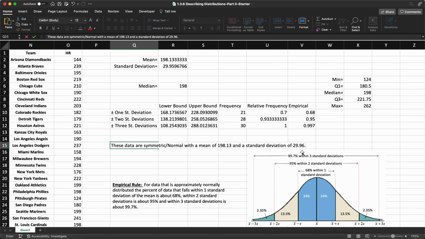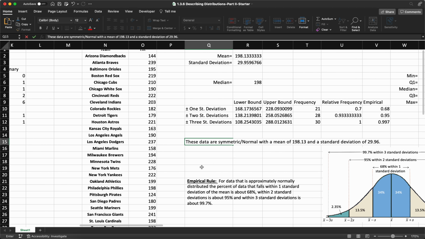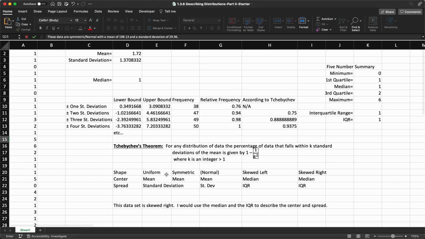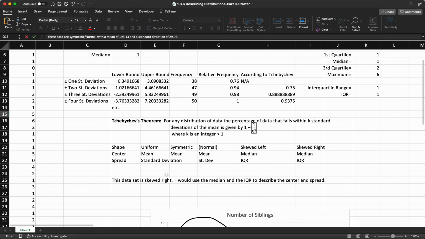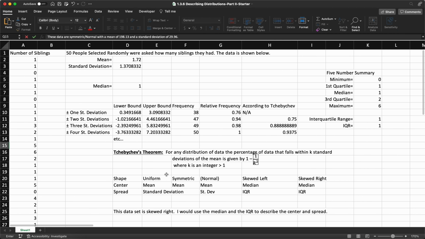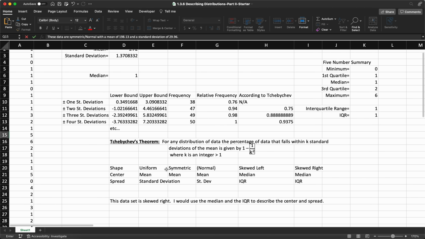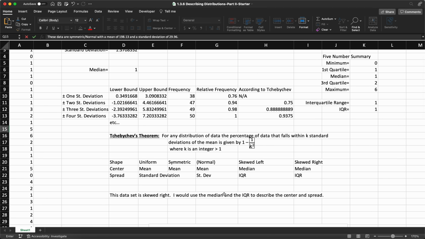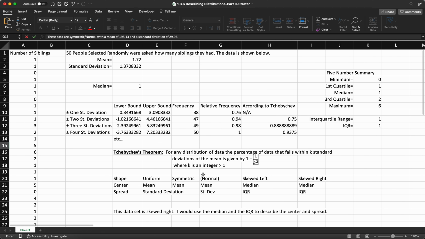What I don't want is I don't want you to just tell me the number. Like on this example, I wouldn't have wanted you to say these data are skewed right, the center is 1, and the spread is 1. I want you to tell me that you're using the median and you're using the IQR. If you were going to use the mean and the standard deviation, you would say a mean of 1.72 and a standard deviation of 1.37.